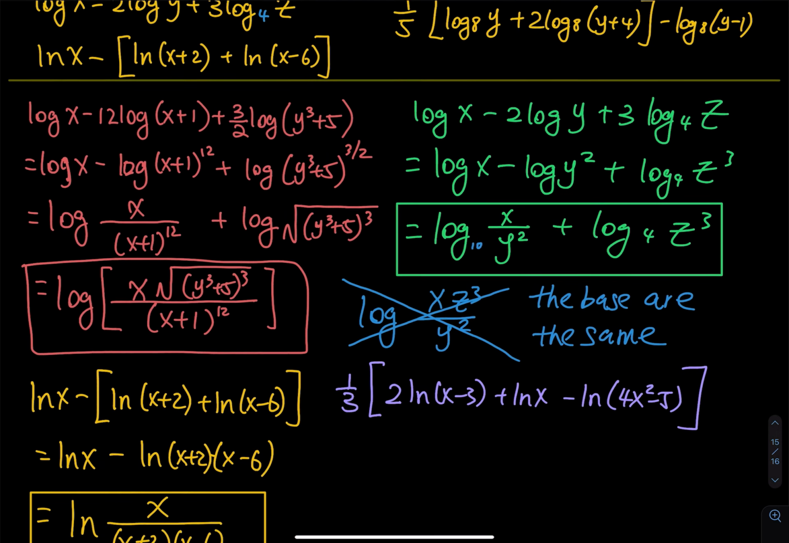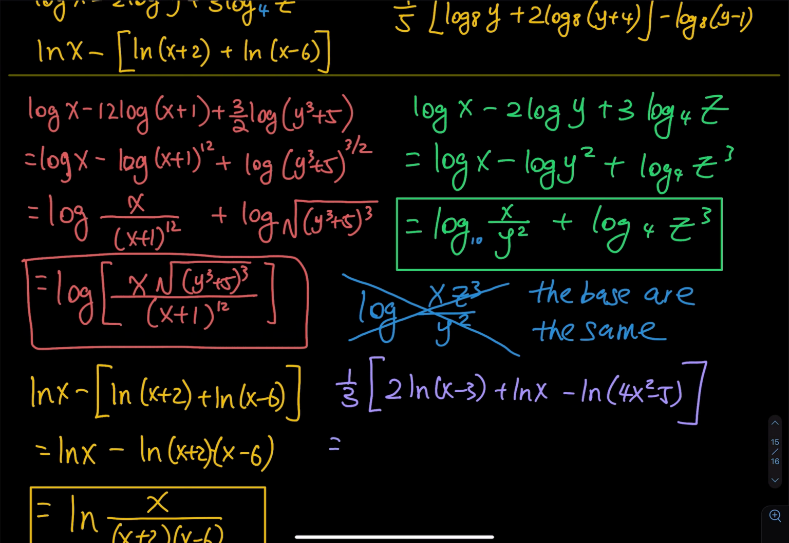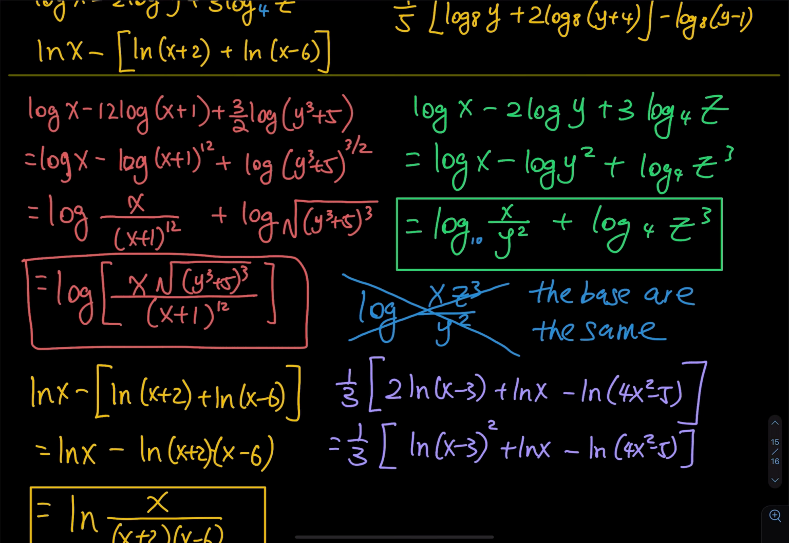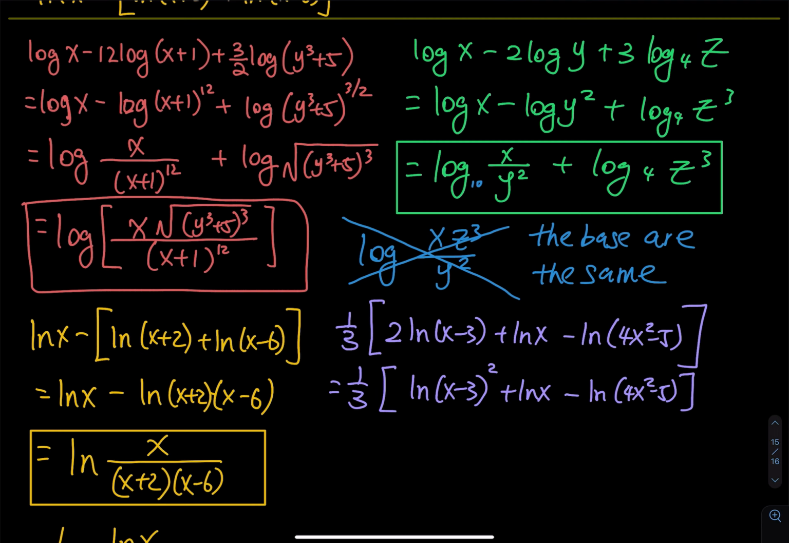Let's work inside the square bracket. So first I'm going to bring all the numbers up. So 1/3 of ln (x - 3) squared plus ln x and then minus ln(4x squared - 5). Okay, so now we have a plus, we have a minus, so that means we will multiply the first two terms and then divide the last term. So this is a 1/3 multiply ln of x times (x - 3) squared, let's put the x right over here, and then minus ln(4x squared - 5).